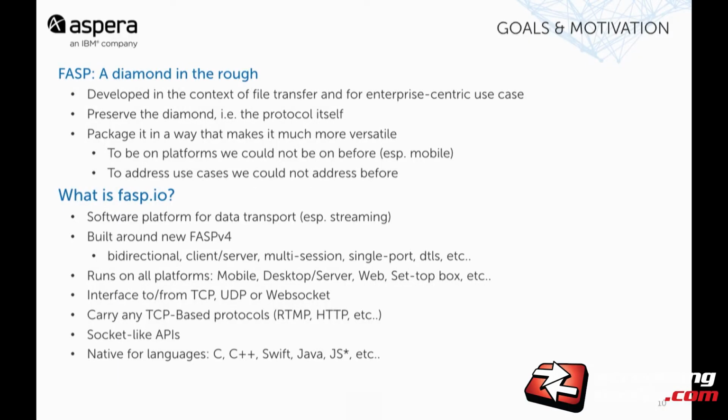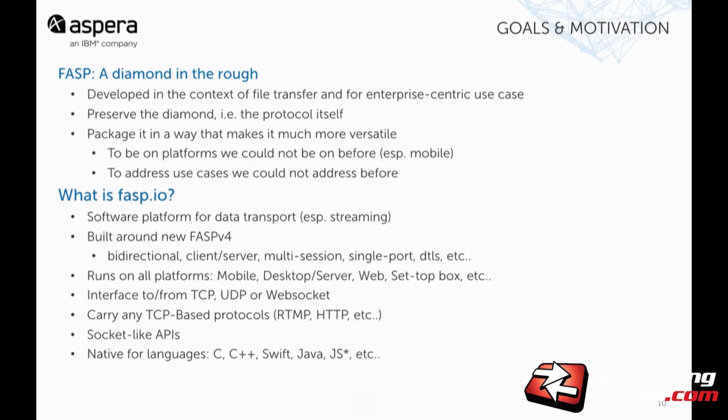So what is FASP.io? FASP.io is basically the name we gave to this new software platform for data transfer. From the get-go, we were really focused on streaming, keeping it very generic. It's built around our new protocol called FASP v4. What this brings in the picture is that this protocol is now fully bidirectional. It's a client-server architecture. It's multi-session. It lives on a single UDP port. It uses DTLS for security. So it basically tries to alleviate some of the choices we made that were fine for enterprise, but that now have to be adjusted for a more web and broader usage.